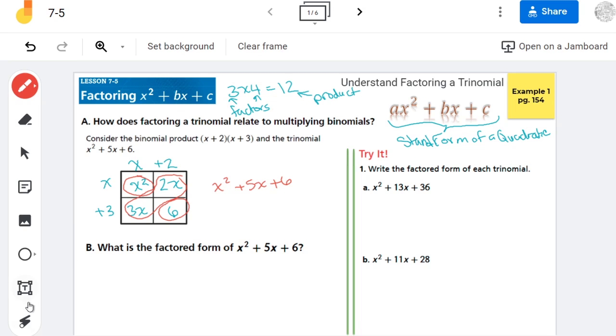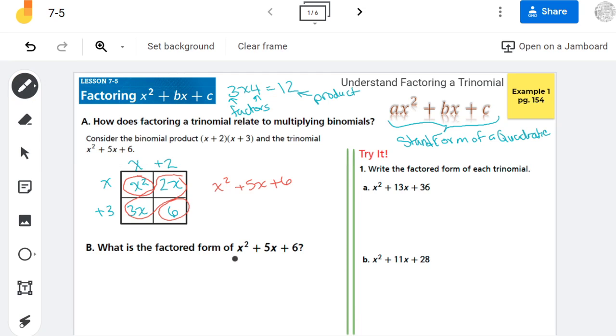So when we're factoring, we are starting here with the end product, and we're going backwards. We are finding the top and the side of the box. That's kind of our goal. So part B is asking us to find the factored form here. We just multiplied them together so we know this factored form, but I want to walk you through the logistical steps.